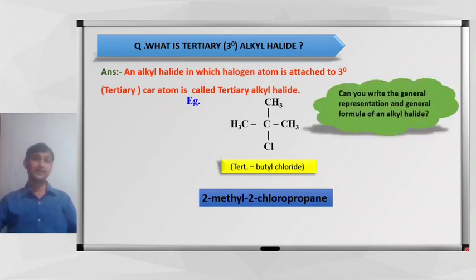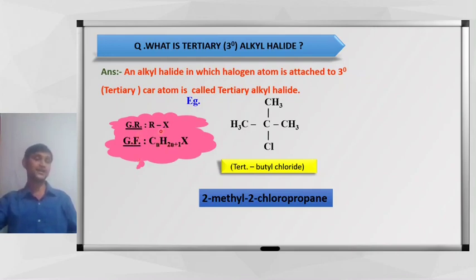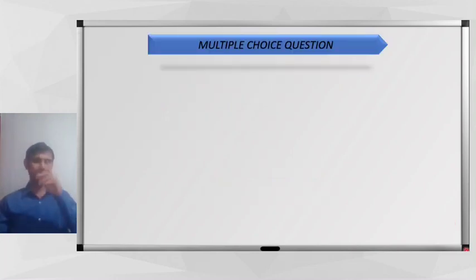Now see, can you write the general formula or general representation of alkyl halide? Yes, we can write. Already we know the general formula, that is CnH2n+1X, and the general representation of alkyl halide is RX. Now see the multiple choice questions.